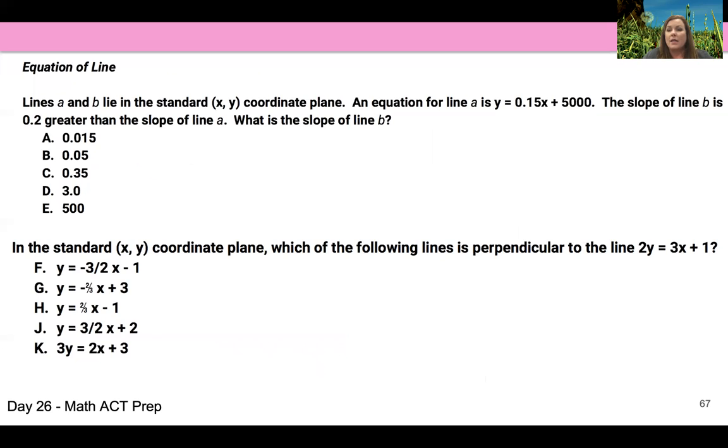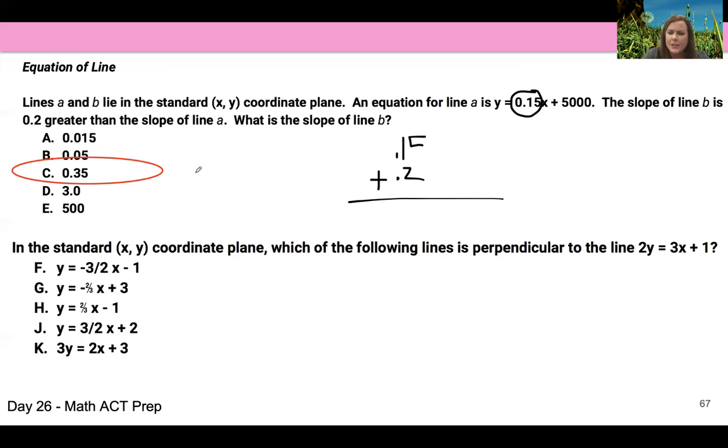This next one says, they've given you the equation of a line. You need to be able to identify that 0.15 is the slope. And if they want a slope that's 0.2 greater than this line, you just have to do 0.15 plus 0.2. And that gives us 0.35.